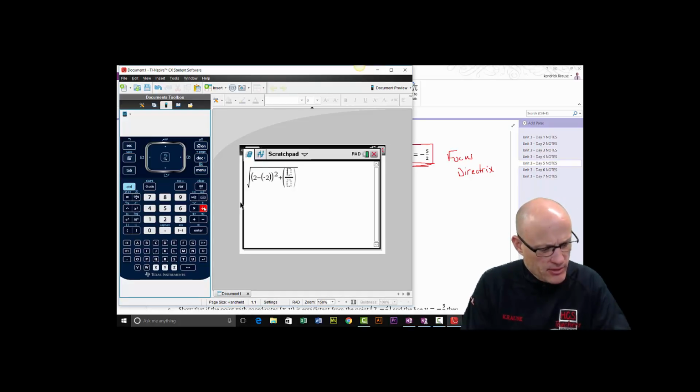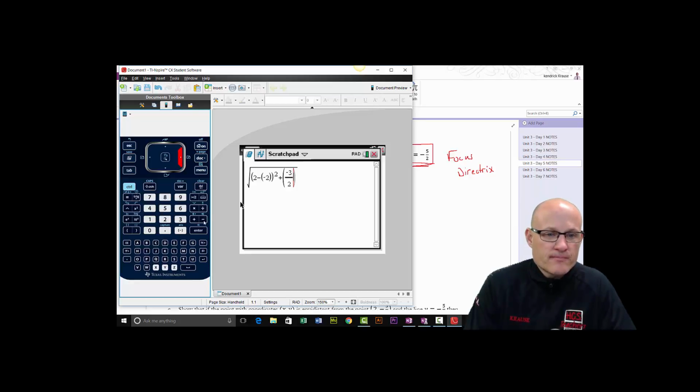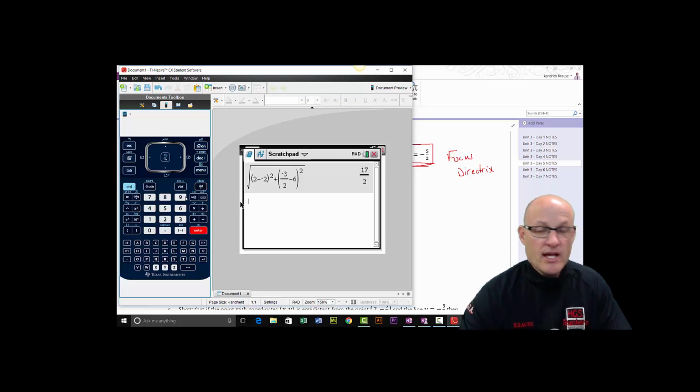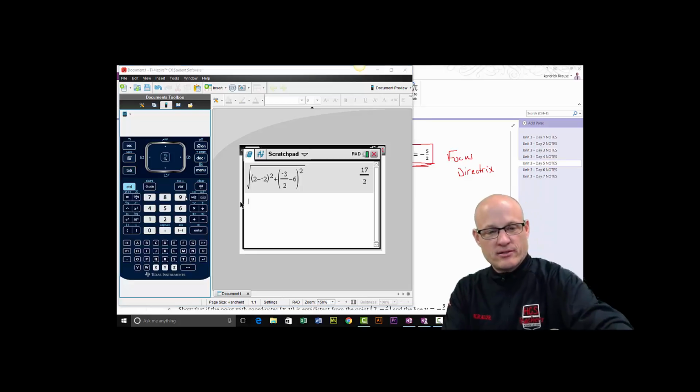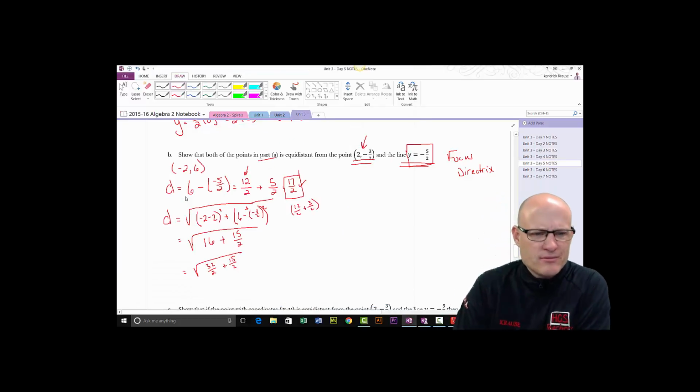The point is, let me look at my notes. -3 halves. -3 over 2 minus the y value, which is 6 minus 6. Sorry. Squared. Come on, pen. Where'd you go? Take my mouse back out. Delete and squared. And it equals, look at that, 17 over 2. I don't know what I did on my math over here. We're going to pretend like I didn't make this math mistake.